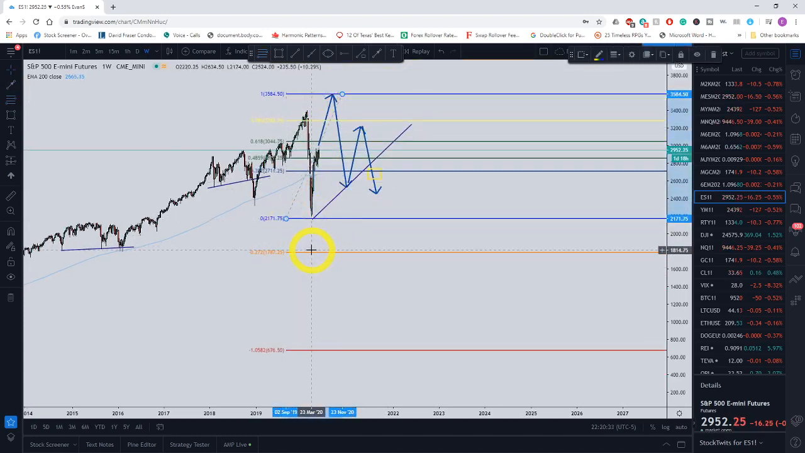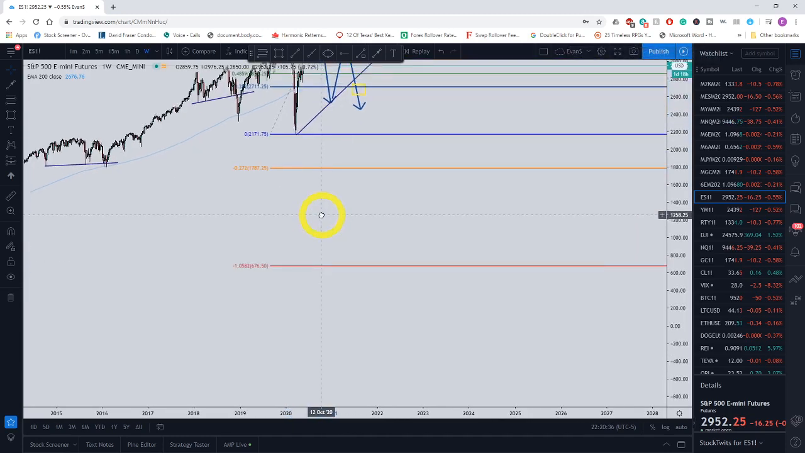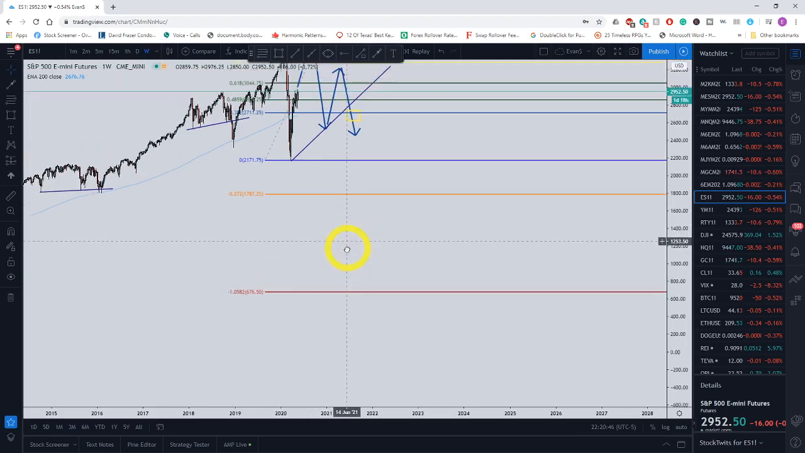The first level I'd be looking at would be 1787, and the second one would be around 676, and that's where I'd be looking for it to complete, at least down there to 1787. And then if it really wants to fall through and complete it fully, you're looking at about 676 right there.